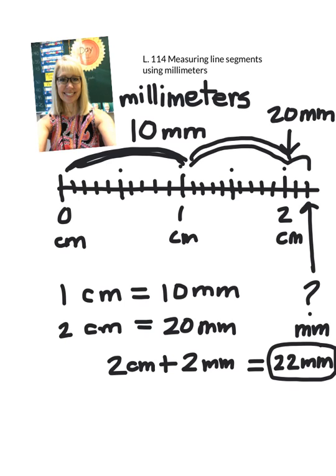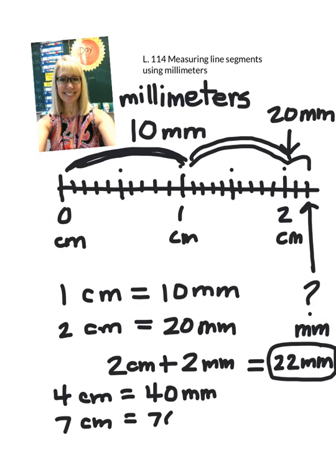So let's think about how many millimeters there would be in 4 centimeters. See if you can answer that question in your head. Let's count by tens. 1 centimeter, 10 millimeters. 2 centimeters, 20. 3 centimeters, 30. 4 centimeters, 40. 40 millimeters. The same would be for 7 centimeters. 7 centimeters would equal 70 millimeters.